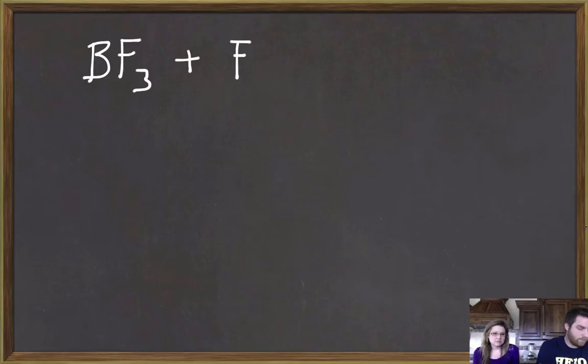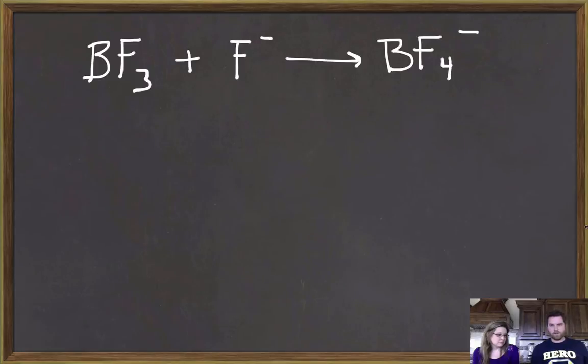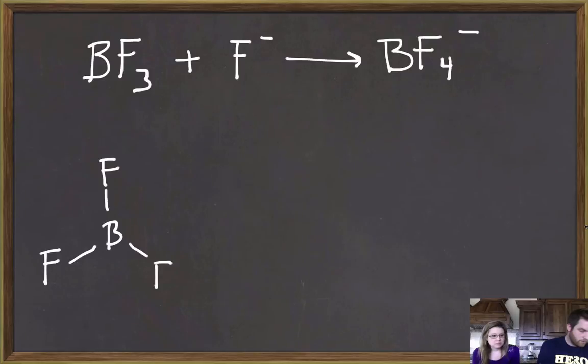So let's start with boron trifluoride plus a fluoride ion yields BF4 minus ion. Now, it may not be easy to look at it like this and say which one is donating the electrons and which one is accepting the electrons. So what I'm going to do is actually draw it out down here. Let's pretend that we have boron trifluoride, and don't forget your electron pairs around here, because fluorine has 7 valence electrons, so it has 3 lone pairs each here.